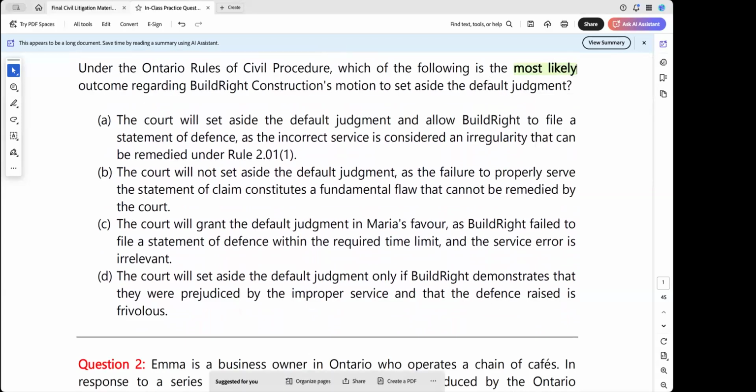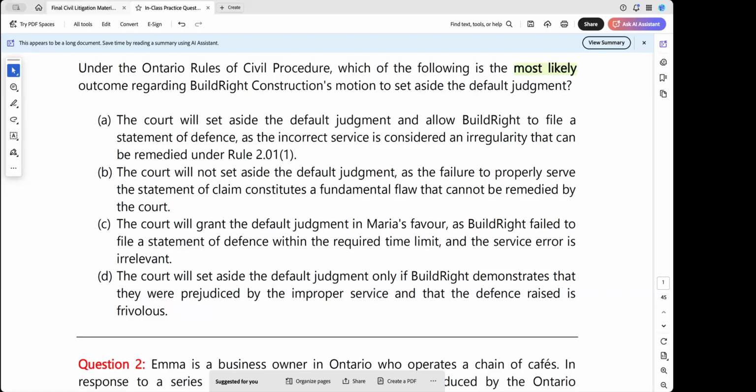A, the court will set aside the default judgment and allow Buildright to file a statement of defense, as the incorrect service is considered as irregularity that can be remedied under Rule 2.01, Subclause 1. B, the court will not set aside the default judgment, as the failure to properly serve the statement of claim constitutes a fundamental flaw that cannot be remedied by the court.